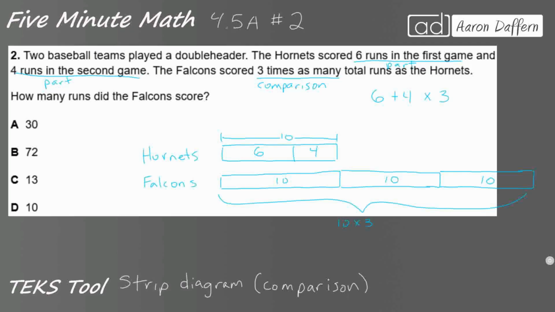Now, in 5th grade, we get into this thing called order of operations. And so in order for us to add first, we have to put brackets or parentheses around this, because we always multiply before we add. If we didn't have those parentheses, you would have to multiply the 4 times 3 before we added the 6. So we just put those parentheses there. We added the 6 plus 4, then we did 3 times as many, and that's going to get us our answer of A, 30.